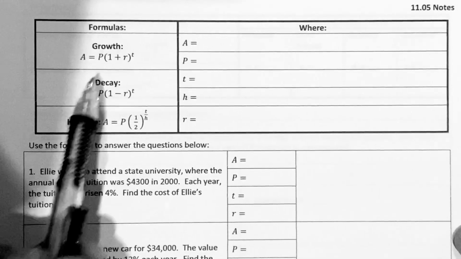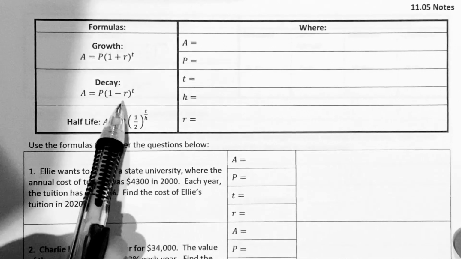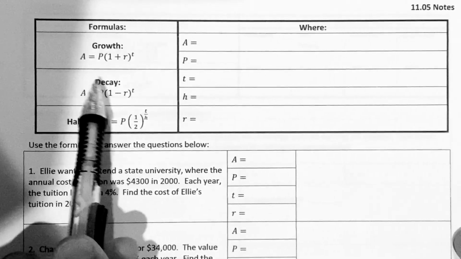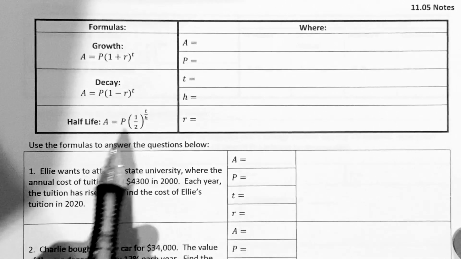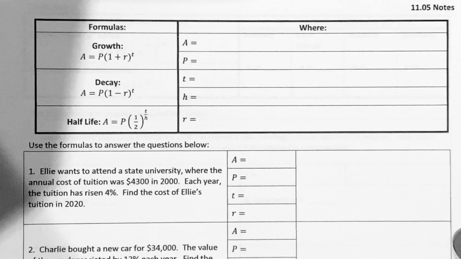So the only difference between growth and decay is growth, you're going to be adding the rate, and decay, you're going to be subtracting it. Obviously, grow is getting bigger, it's increasing, you're adding. Decay, you would be subtracting, getting smaller. The exponent part is t, right here, raised to a power, and this is also an exponent too, t over h for our half-life formula.